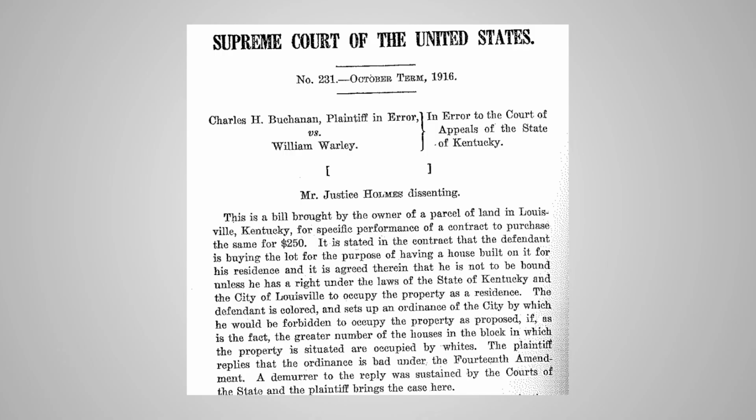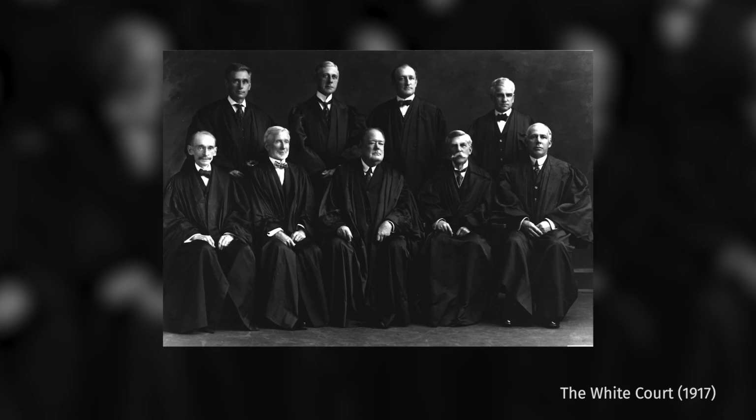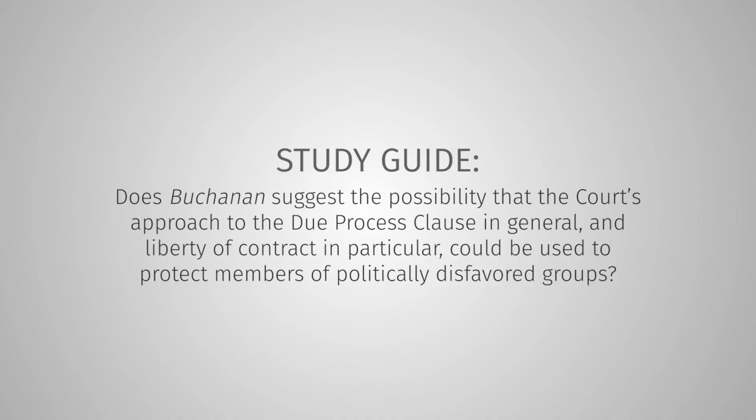However, Justice Holmes failed to find another justice to join him. Subsequently, he withdrew his draft dissent and joined the majority opinion. Study guide. Does Buchanan suggest the possibility that the court's approach to the Due Process Clause in general, and liberty of contract in particular, could be used to protect members of politically disfavored groups?